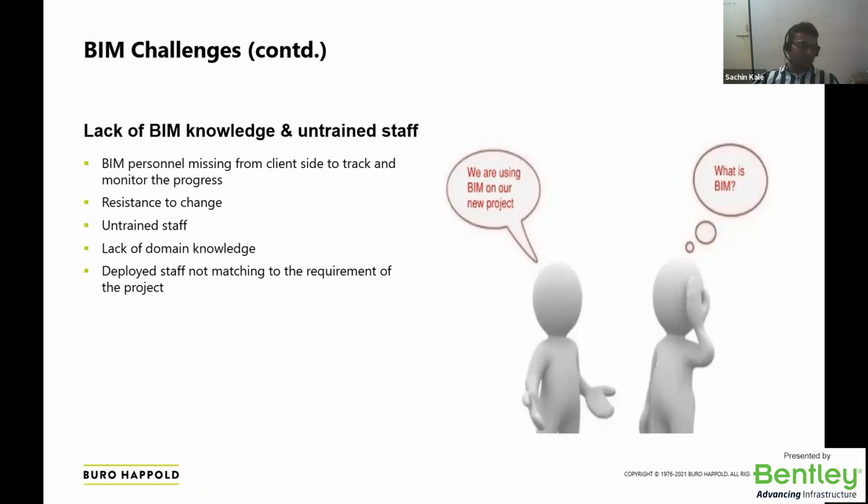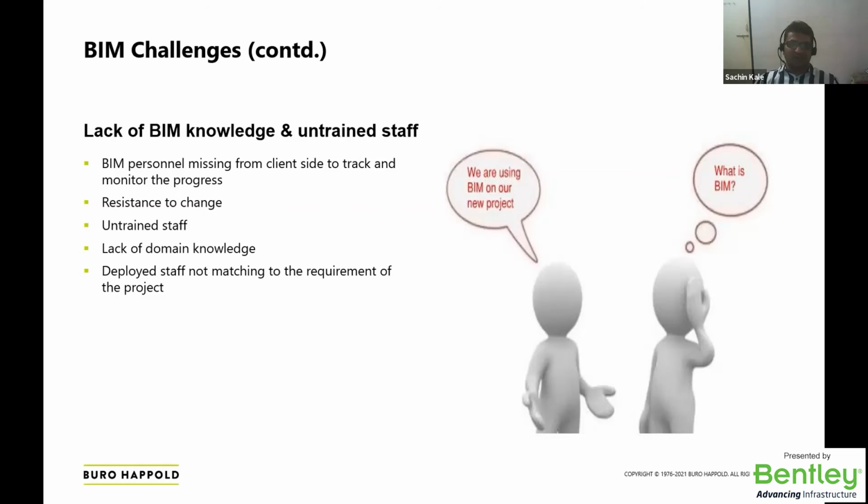And again, the new joiners or fresh staff, if they are not trained properly, even they will create some mess on the projects, and the models may get corrupted. They will be producing models that are not in line with the desired outcome. So that is also a main challenge that we face.